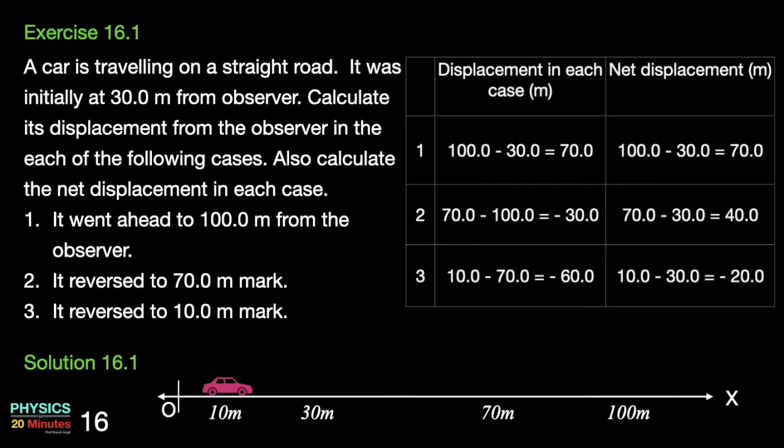In the third segment of the motion, its final position is 10, initial position is 70. So final minus initial, that is 10 minus 70, will give you minus 60. So displacement in this segment is minus 60 meter. Minus sign shows that the car has shifted towards left. What will be its net displacement? So you can see its initial position was 30, the final position is 10. So 10 minus 30 is minus 20. The net displacement is also negative. That shows the car has gone towards left from the original position.